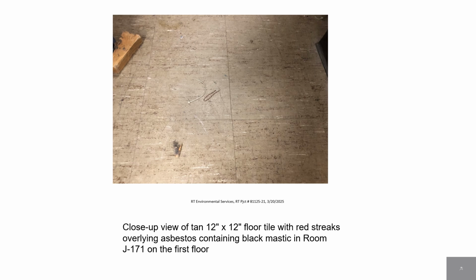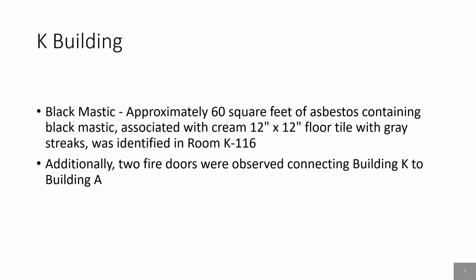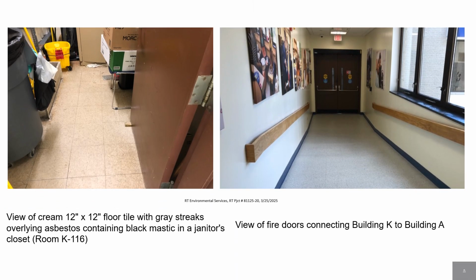This is a close-up view of the floor tiles overlying asbestos-containing black mastic in room 171. In K building, black mastic associated with cream-colored 12 by 12 floor tiles were identified in room K116, and 2 fire doors were observed connecting buildings K to building A. On the left, you see the cream 12 by 12 floor tiles in room K116, and on the right, you see fire doors connecting buildings K to building A.